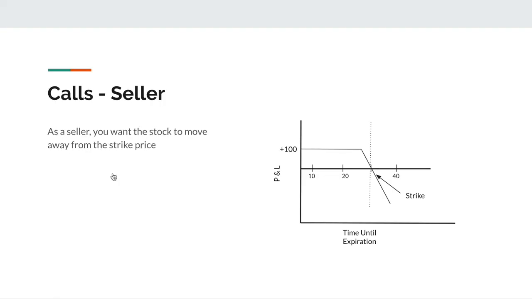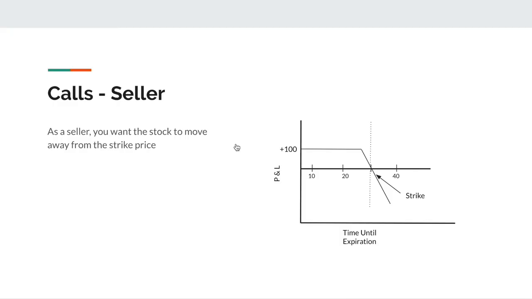As a seller, you want the exact opposite of what the buyer is hoping to achieve. So as a call seller, you want the stock to move away from the strike price that both parties agreed upon. Let's say both parties agreed upon a strike price of $30 in this case. So you agreed that the stock will reach $30 by March 1st, for example. As an option seller, if you're selling calls, you want the stock to move away from the strike price. So remember, there are two sides to this. There's one buyer and one seller.